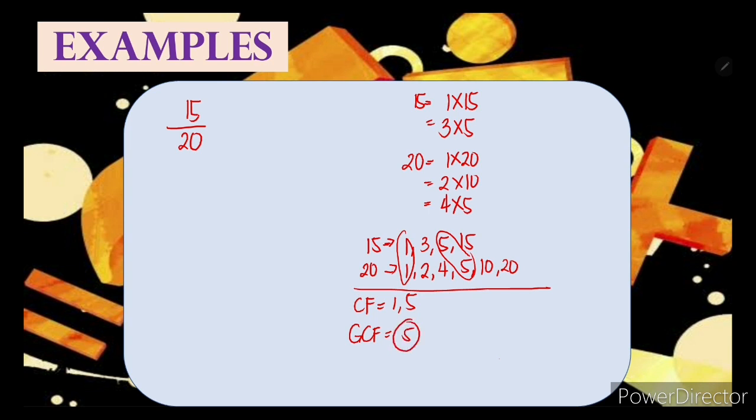So, ibig sabihin, we will divide 15 and 20 kay 5. So, 15 divided by 5 is 3. 20 divided by 5 is 4. So, 15 over 20, kapag ni-reduce natin sa lowest term, we will have 3/4.